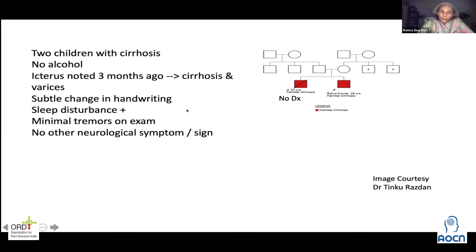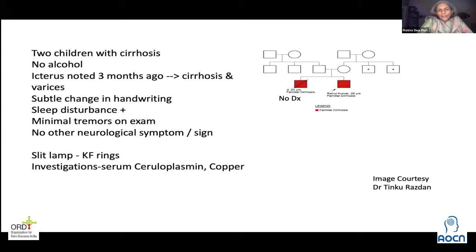On direct questioning, he said, well, yes, there has been a little change in my handwriting. I am having some sleep disturbances, but I put it down to the fact that my brother had recently died. When we examined him, he had minimal tremors. There were no other neurological signs or symptoms. We ordered a KF ring examination because that is one of the first things we do. If two brothers have cirrhosis, it is an autosomal recessive disorder with very subtle CNS abnormalities.